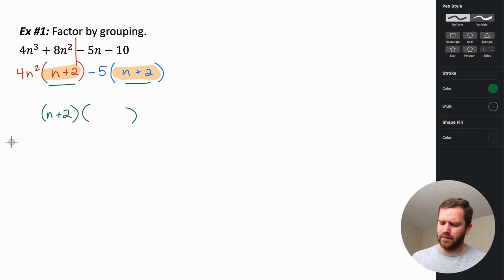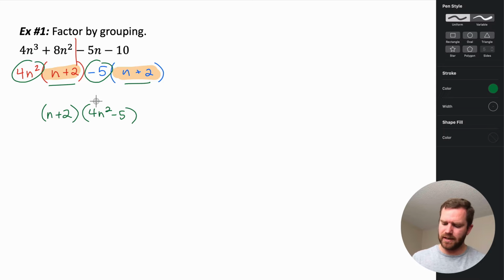Now, what's the other factor going to look like? The other factor actually comes from what's out in front. Because remember, this 4n squared and this negative 5 are technically being distributed into this n plus 2. So each of those terms is multiplying n plus 2, and then we're distributing it through. So the other binomial is just what's on the outside. We just put them together and make our second binomial. And you could always double check this by distributing through, right?